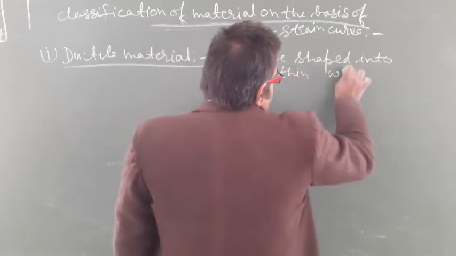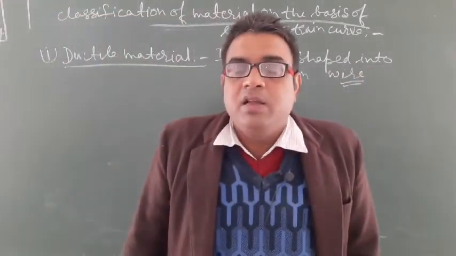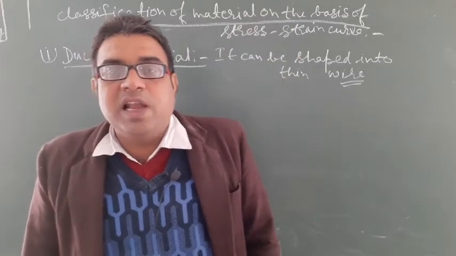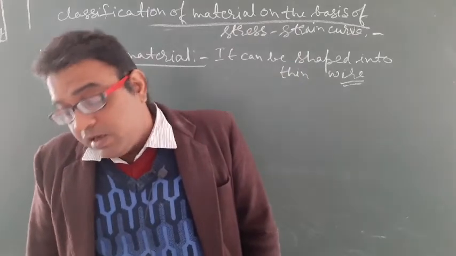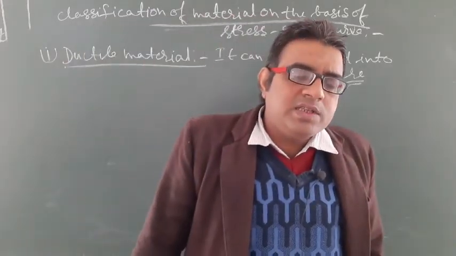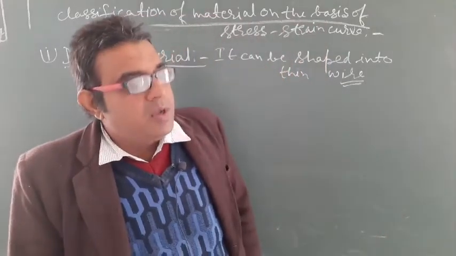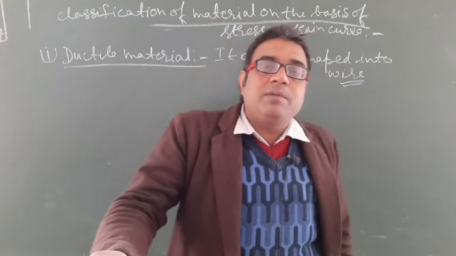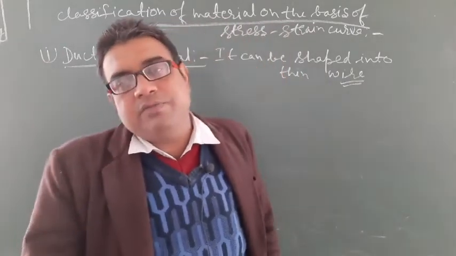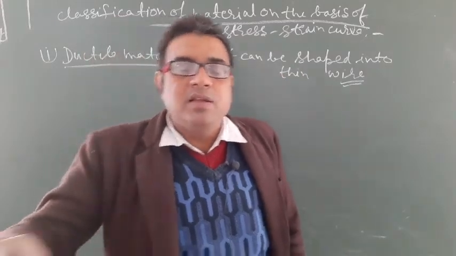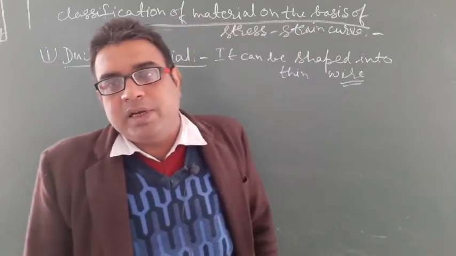It can be shaped into thin wire. And which material can be shaped into thin wire? That material whose elasticity is more, or whose fracture point is larger. If you elongate a body like glass, and a certain deforming force is applied, it can break down right after that, so it cannot be taken as a ductile material.